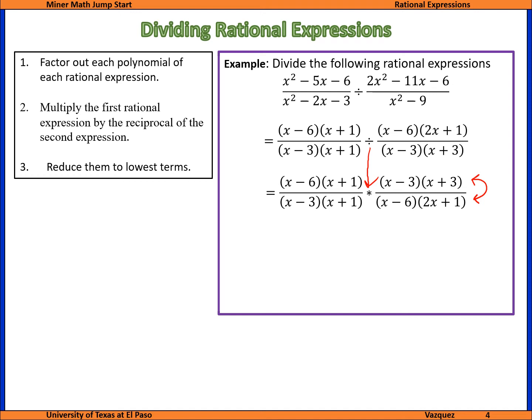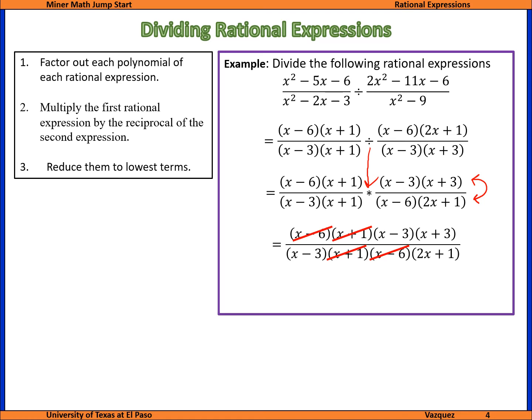That makes our life a lot easier because when multiplying, we multiply straight across, and we can bunch them up together again. From here, we move on to our third step, where we just reduce them to lowest terms so we can cancel things out. I see an x minus 6 both in the numerator and in the denominator, so we're going to cancel those out. I also see both x plus 1s, so we're going to cancel those out.